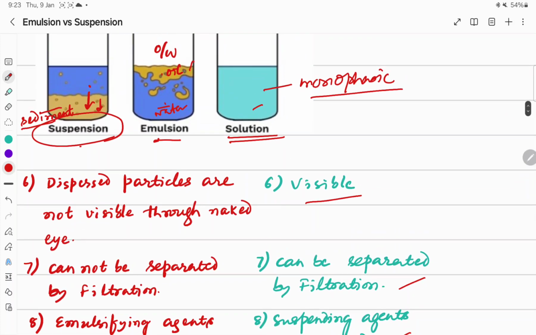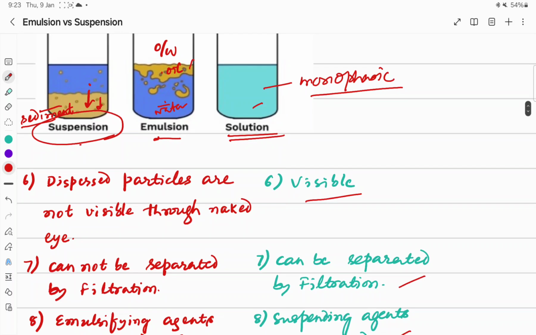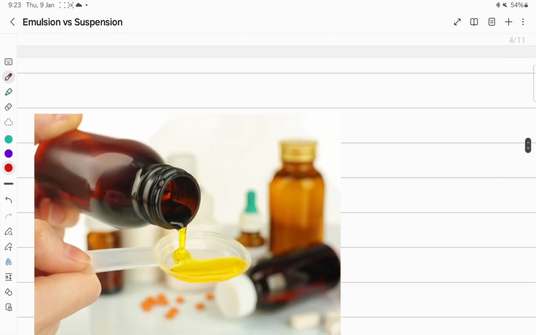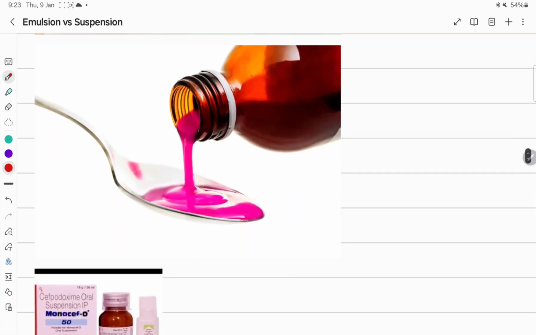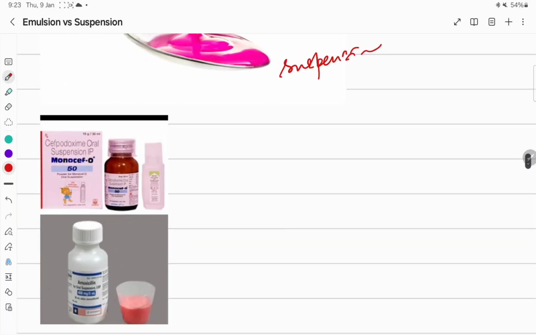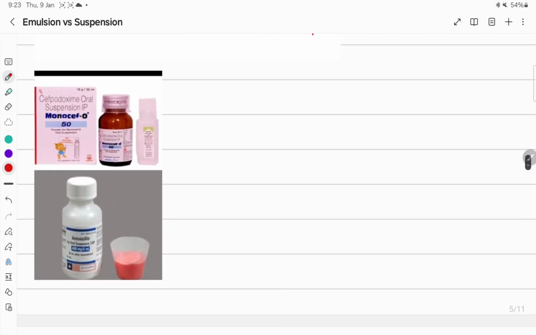Then the dispersed particles are not visible to the naked eye in case of emulsion. Once it is dispersed, we can see. So this is emulsion, and you can see the dispersed phase is not visible to the naked eye. And this is the case of suspension, and we can see here the dispersed phase is visible to the naked eye. These are some of the suspensions.